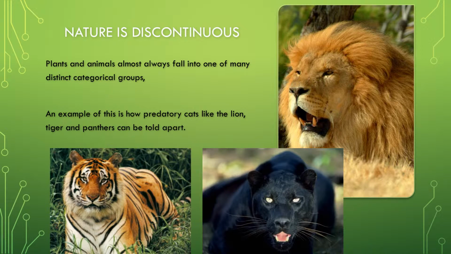Nature is seen to be discontinuous. Plants and animals usually fall into one of many distinct groups. An example is presented when telling the difference between animals such as lions, panthers, and tigers. Each has distinguishing traits that help us tell them apart, but yet they are all cats.